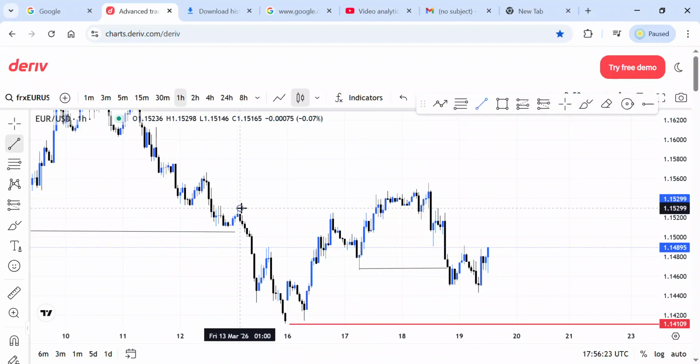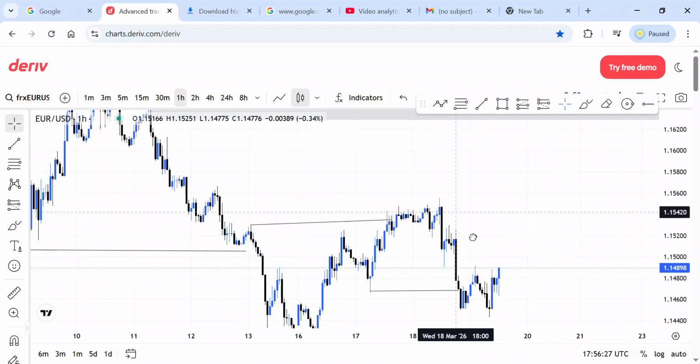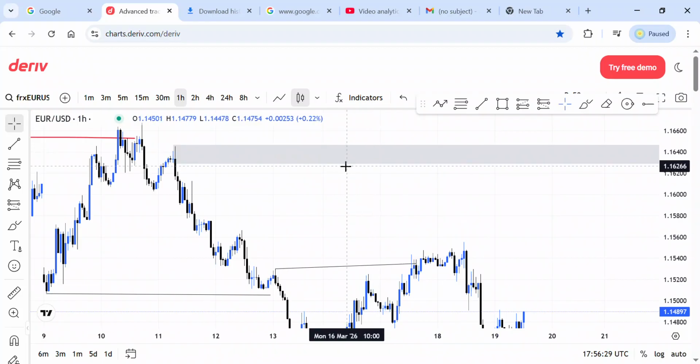We have a liquidity here. Market has taken it out already. Easy peasy. It's not compulsory for market to come back to your other block, especially when there is momentum in that directional bias. It's not compulsory for market to come back to your other block.